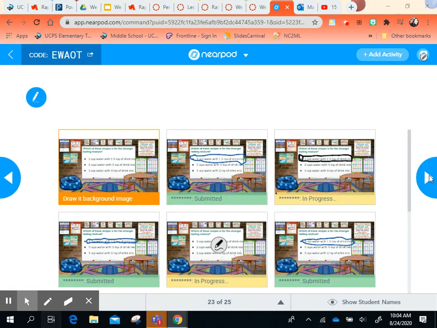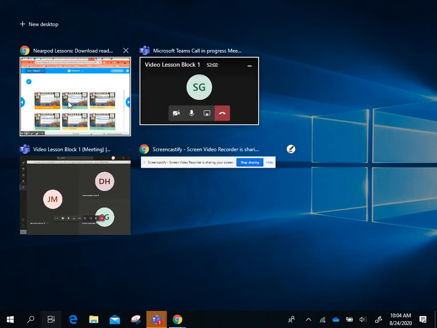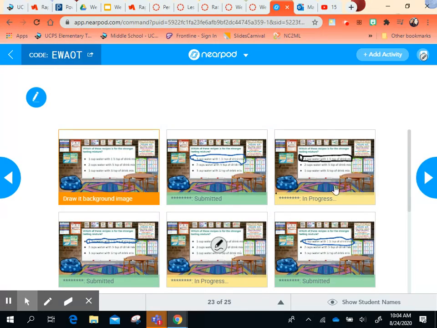Nicely done. So I see a couple people that clicked the submit button, but not everybody. Make sure you're clicking submit once you circled your answer.